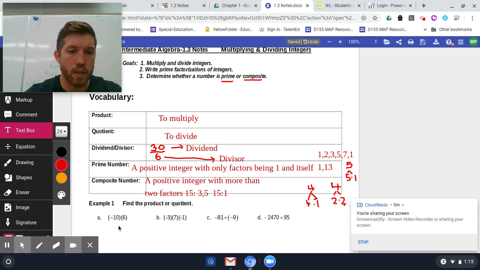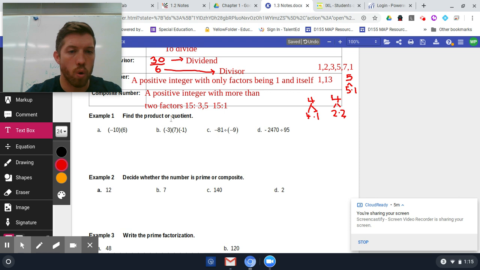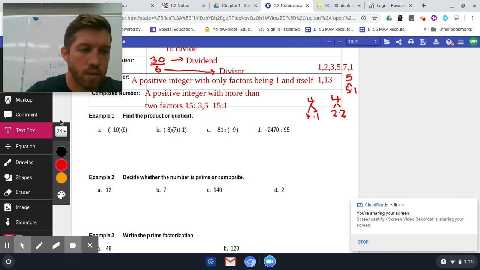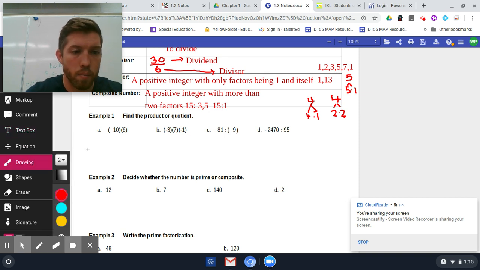All right. So the next part, we're talking about finding the product or the quotient. So product just means multiply two numbers. Quotient means divide. In this situation, you guys can use your calculator if you're not as good with mental math. It is completely up to you. But we're going to do negative 10 times 6. Well, a negative times a positive is going to keep us with a negative number, and that is going to end up giving us the number negative 60.